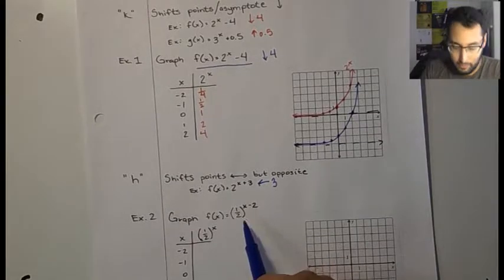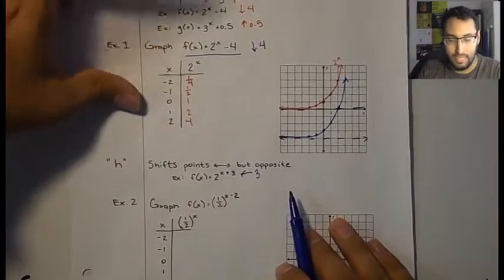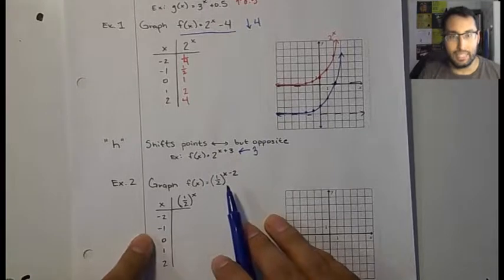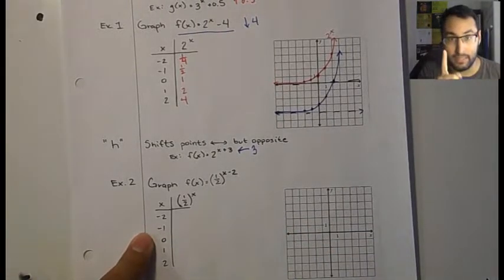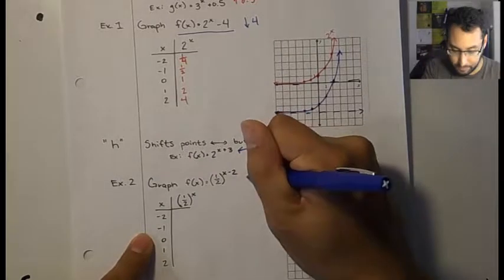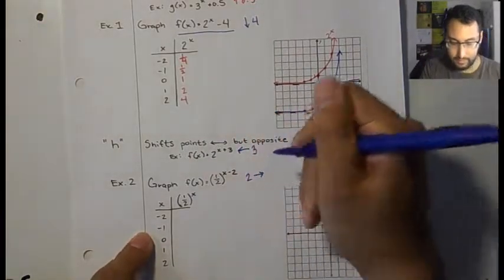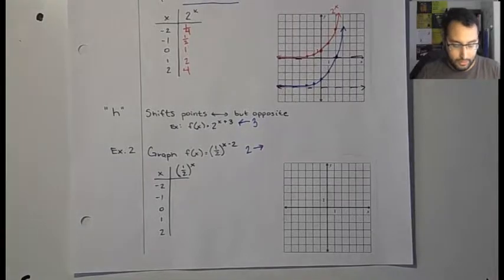Okay, right over here, before I graph this part, x minus 2. Minus 2 on a number line is 2 to the left. But remember, the opposite, it's not going to be 2 to the left. It's actually going to be 2 to the right. So I'm going to give you the values over here.